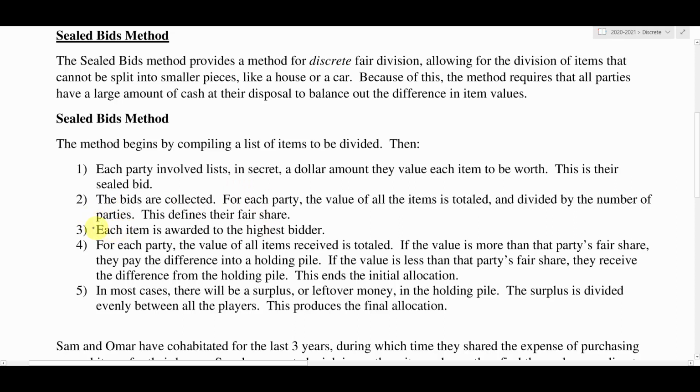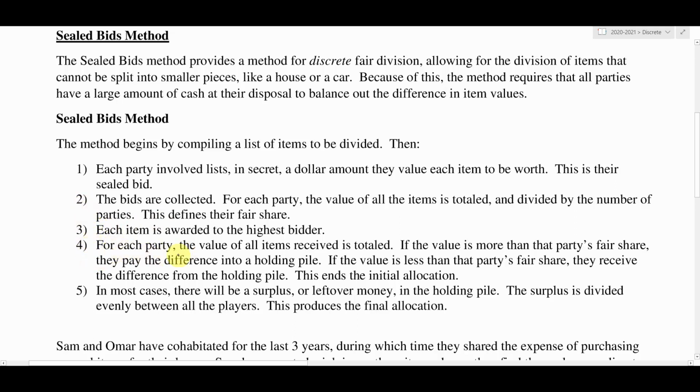In part 3, we're going to go through the bids, and each item is awarded to the highest bidder. If a house was part of this division, whoever valued the house the most is going to get the house. And we do the same thing for each subsequent item.